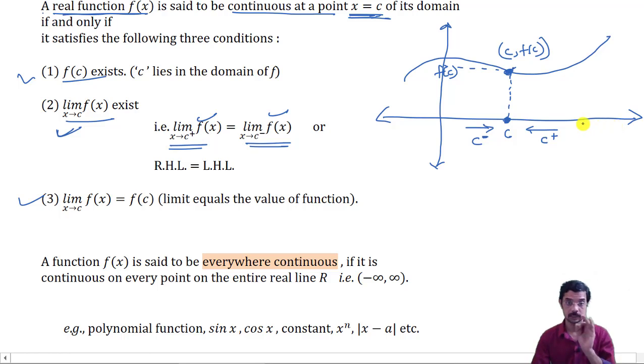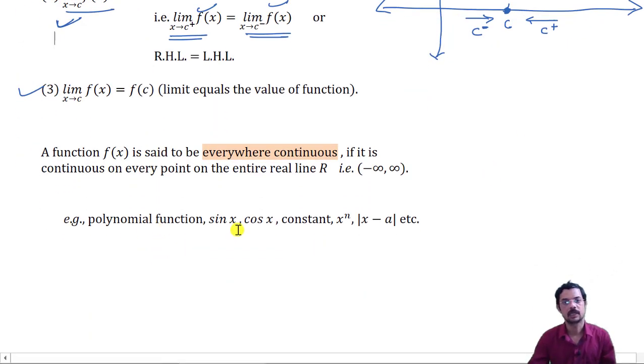A function is said to be everywhere continuous if it is continuous at each point on the entire real number line. The examples are the polynomial function, the sine function, the cos function, a constant function. x raised to n is continuous throughout R. You keep on putting different values of x, and x raised to n will be different for a fixed value of n. Same way, modulus of x minus a is again an example.